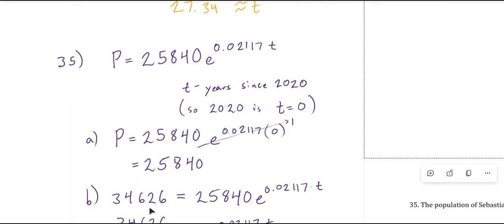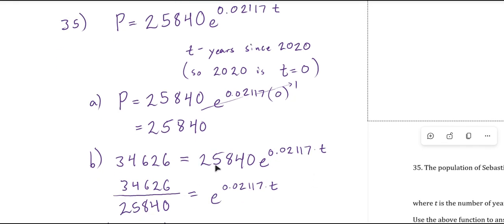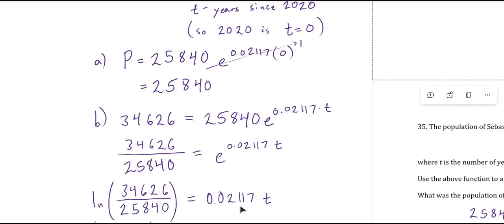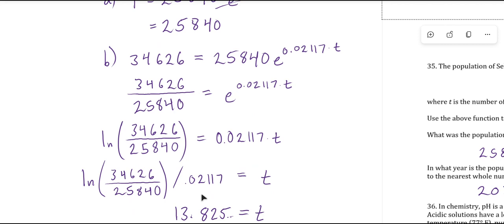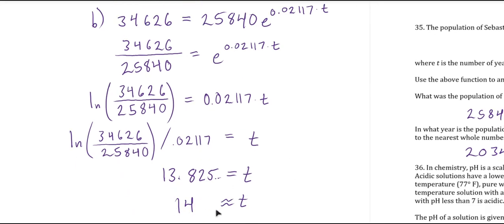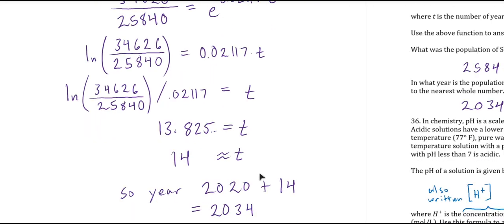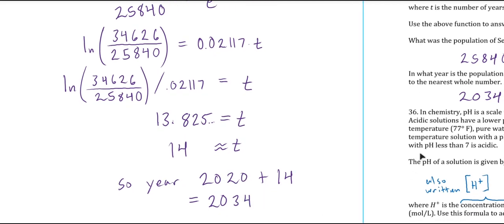Then they ask, what year will this population reach 34,626? So what we want to do in that case is solve this expression for t. Dividing this initial population over, we get the factor by which that population increases to get 34626. That's going to have a value of e to the power of 0.02117 times t. Taking the log of both sides and dividing off the coefficient of t, we wind up with approximately 14 years. But remember that we were starting in 2020, and so this year would be 14 years later, or 2034.